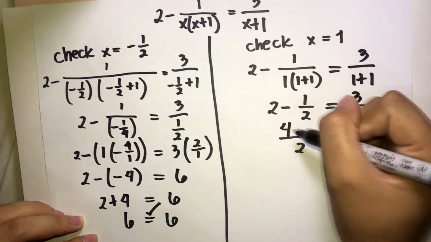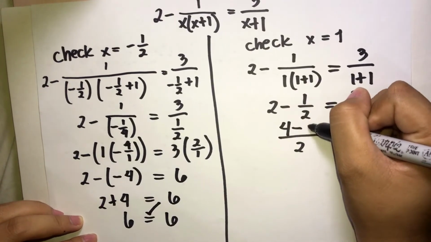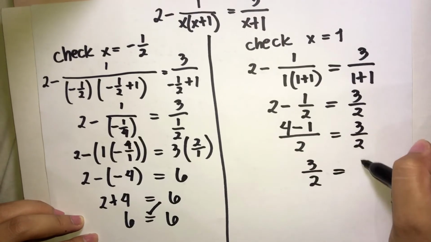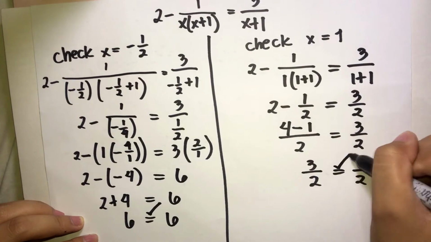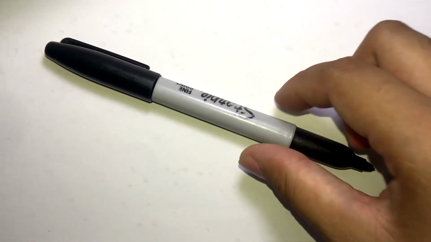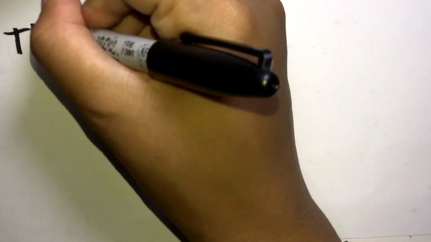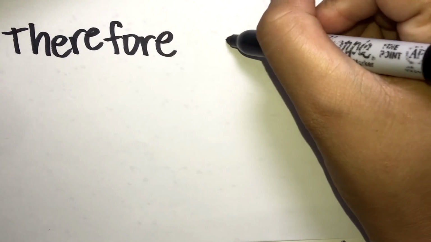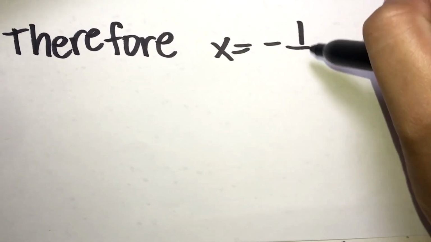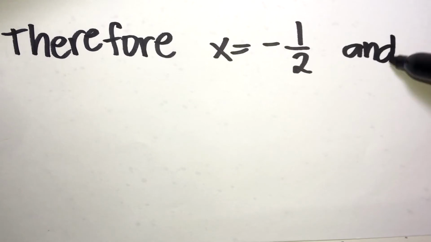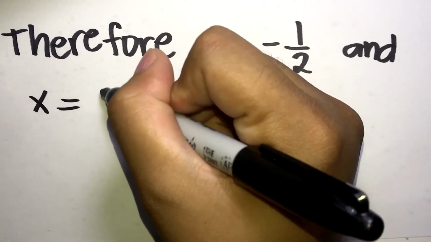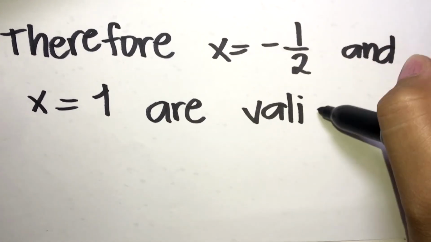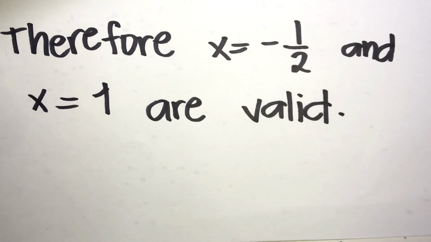And 2 divide 2 is 1. 1 times 1 is equal to 1. It would be 4 minus 1 over 2 is equal to 3 over 2. 4 minus 1 is equal to 3. So the answer would be 3 over 2 is equal to 3 over 2, and that is true. Therefore, x is equal to negative 1/2 and x is equal to 1 are all valid.